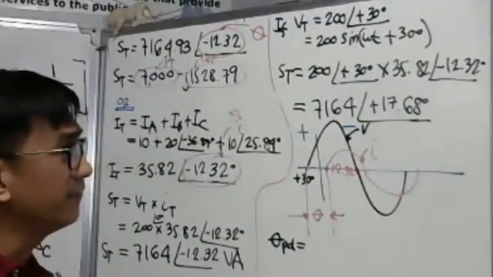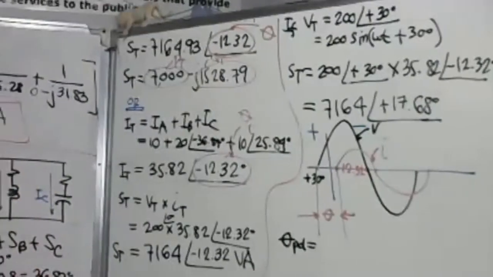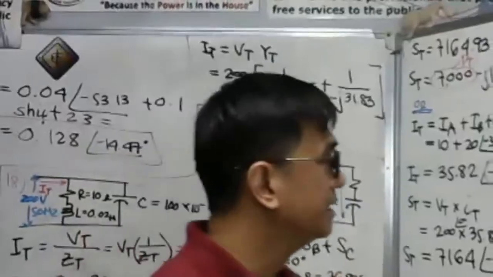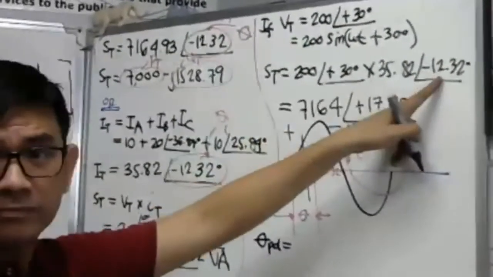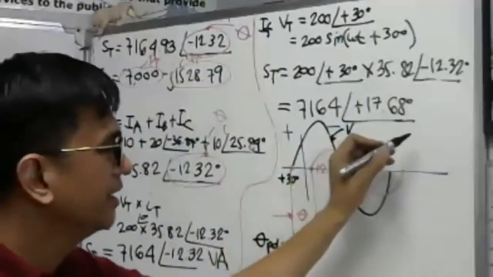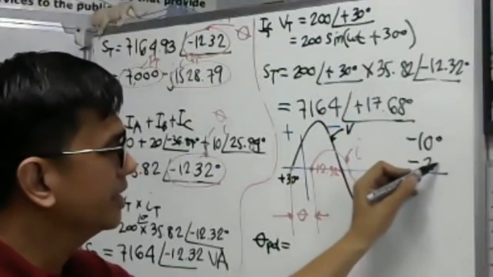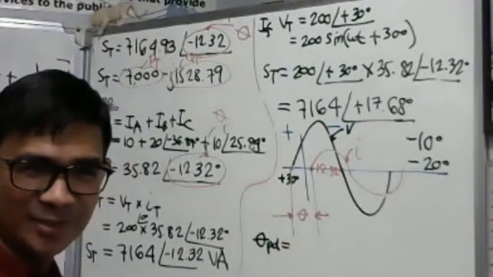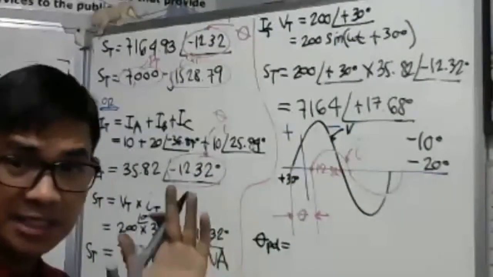Which is more leading, voltage or current? Always remember this. The more positive is the more leading. Remember that. The more positive is the more leading. So, which is leading? Positive 30 or negative 12? Of course, positive 30. Okay, question. Which is more leading? Negative 10 degrees or negative 20 degrees? Which is leading here? Sino leading dyan? The negative 10. Kasi yan mas malapit sa positivity.